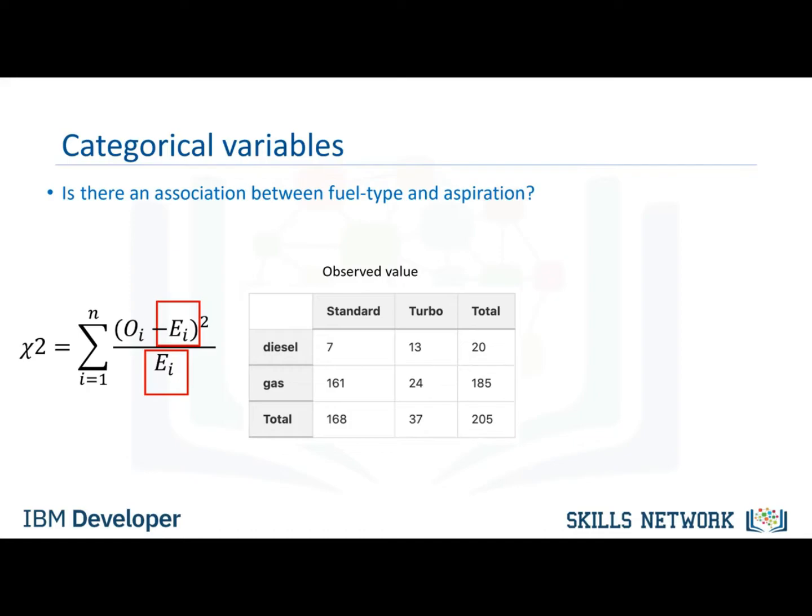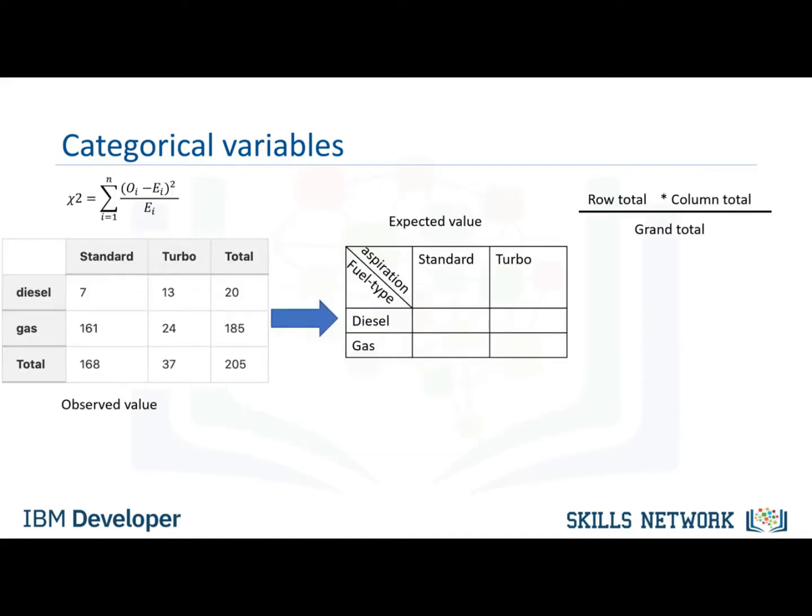To calculate the expected value of a standard car with diesel, we take the row total, which is 20, multiplied by the column total, 168, divided by the grand total of 205. This will give you 16.39. If we do the same thing for turbo cars with gas fuel, we will take the row total, 185, multiplied by the column total, 37, and we divide by the grand total, 205, to get 33.39. If we repeat the same procedure for all of them, we get these values.